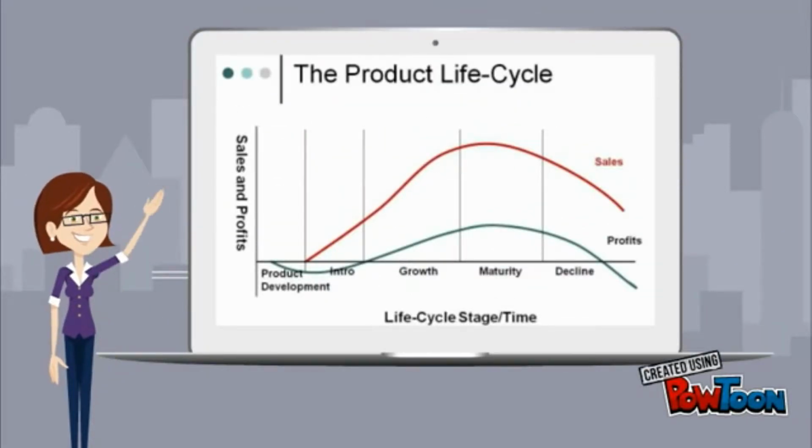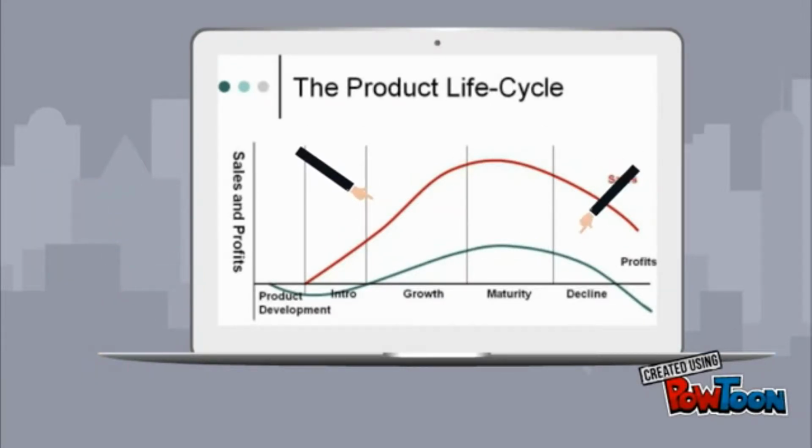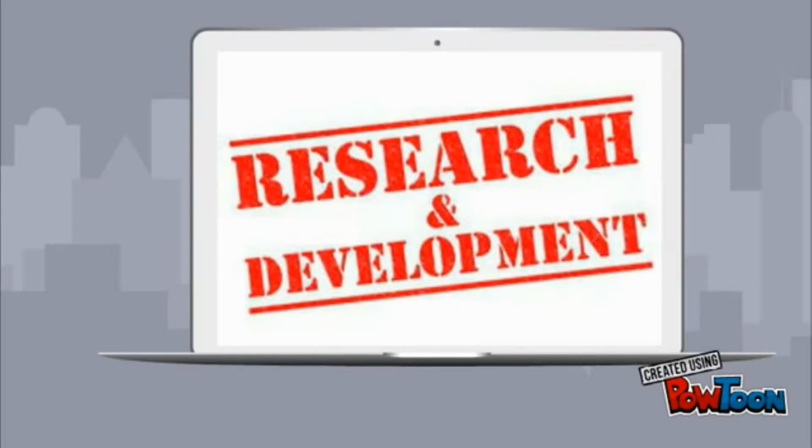So, let's refer to the graph. The purple line is sales, while the green line is profit. In the research and development phase, the product is not in the market yet, so sales are still zero. Profit is declining because more money is spent on research and development.